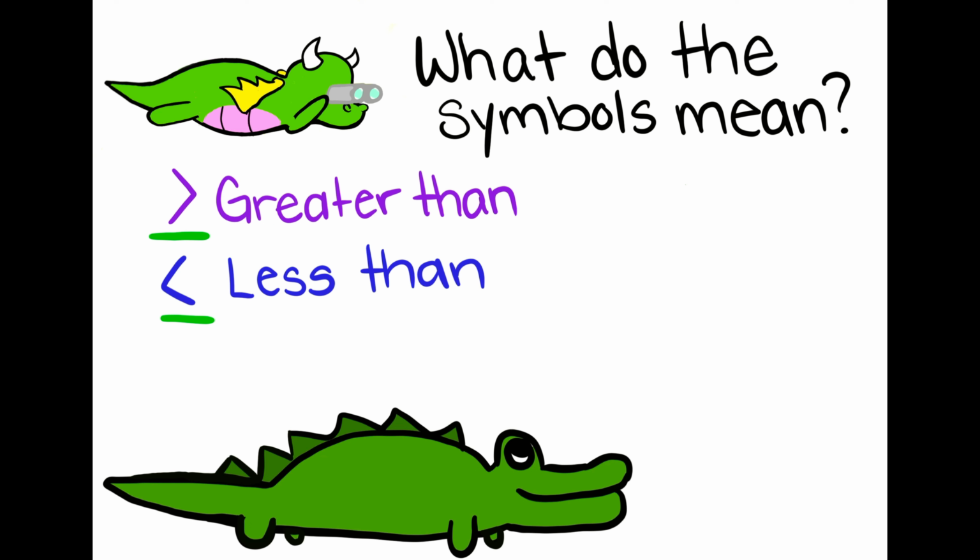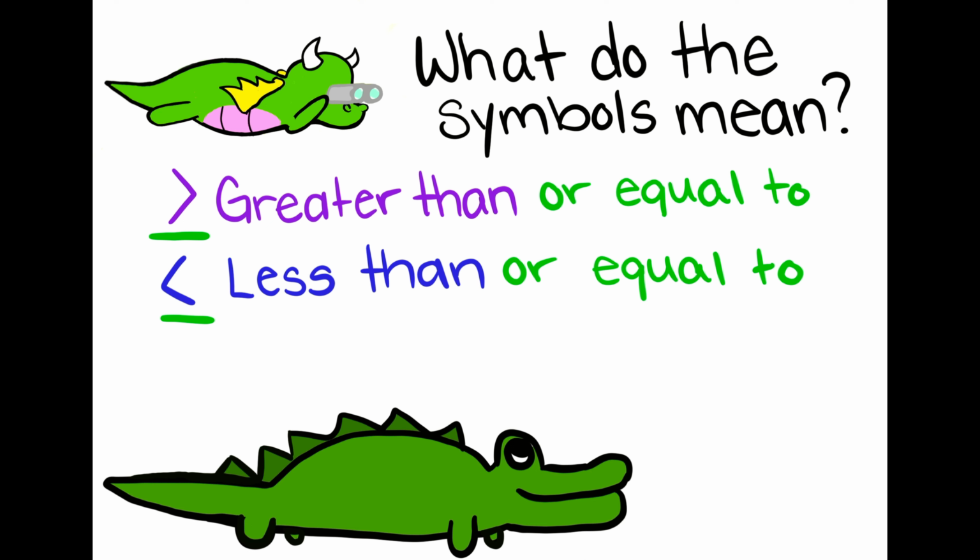There's two more symbols you might see. When our crocodile mouths have a line underneath, it means greater than or equal to and less than or equal to. For example, take x is greater than 6. This means we can replace x with any number 6 and up and it will be true.